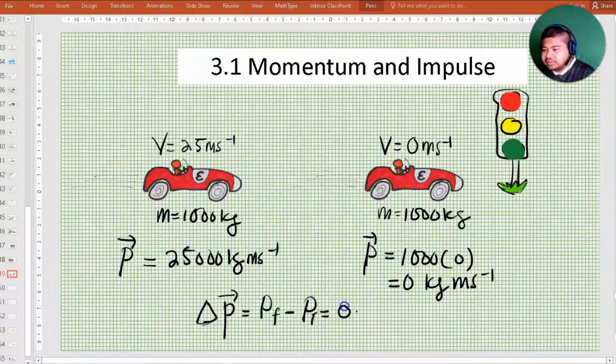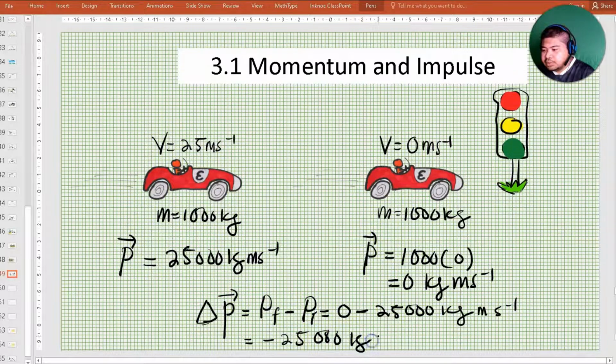So the final momentum is 0, minus the initial momentum, which is 25,000 kilogram meter per second. So the change in momentum is negative 25,000 kilogram meter per second. Okay, now the value is negative 25,000 kilogram meter per second.